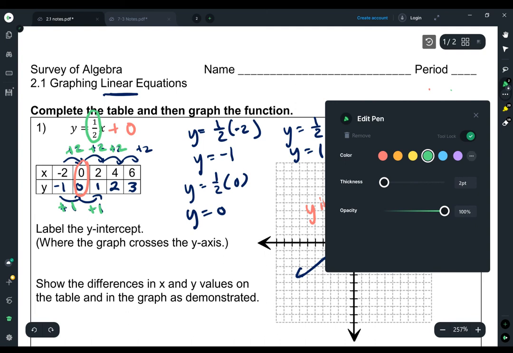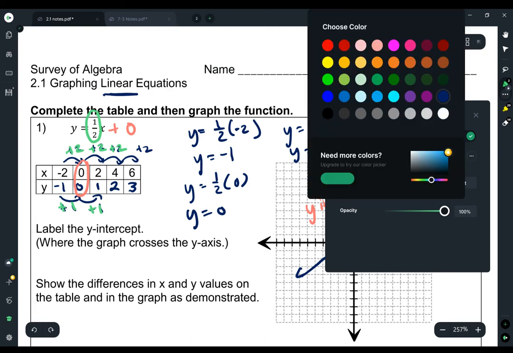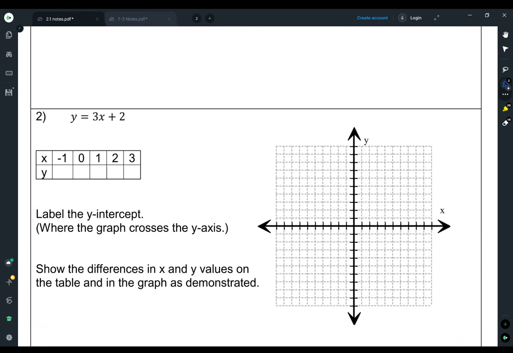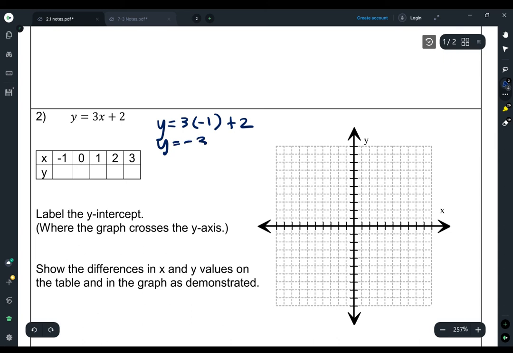So let's go ahead and look at our next math problem. So the next one is y equals 3x plus 2. So a little bit more complicated this time, but I've got another set of x values that have a pattern again. I'm going to go ahead and plug those in. So because my first value is -1, I'm going to substitute -1 for x. 3 times -1 plus 2 is -3 plus 2 is -1. And then I'm going to do 0. y equals 3 times 0 plus 2 is 0 plus 2 is just 2.